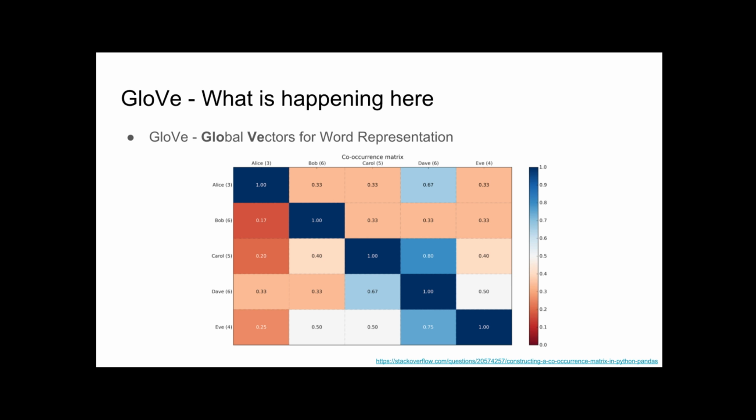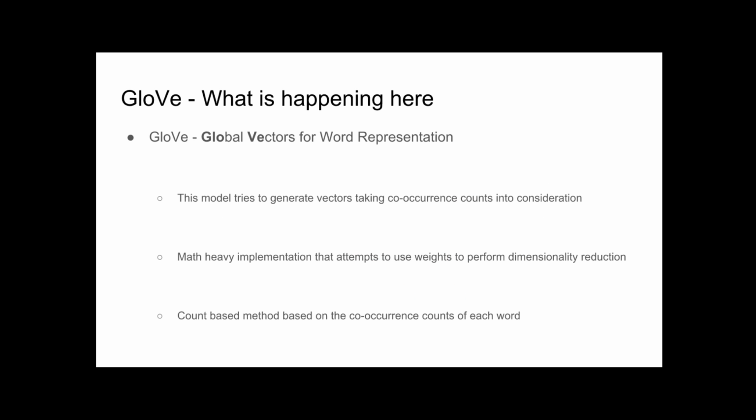GloVe operates on the co-occurrence matrix. The co-occurrence matrix is a matrix that's vocabulary size cross vocabulary size, and the number of times that the words co-occur with each other is counted in each cell. In this case, this is ratios, but it's the same idea. So Dave co-occurs with Bob 33% of the time, and so on and so forth. That's the main idea behind GloVe: you construct this co-occurrence matrix.